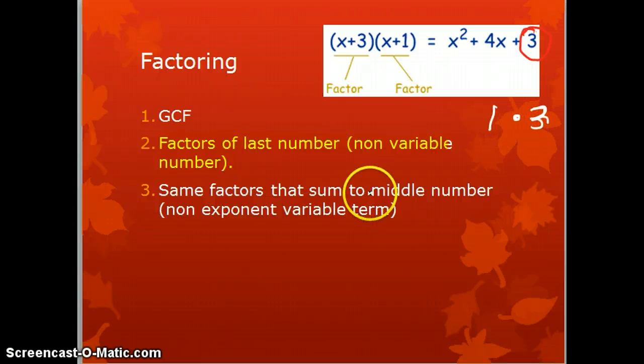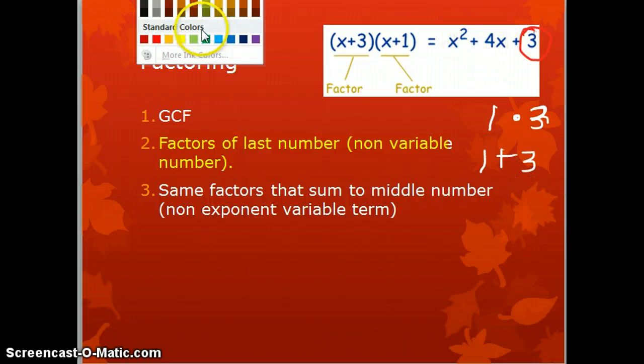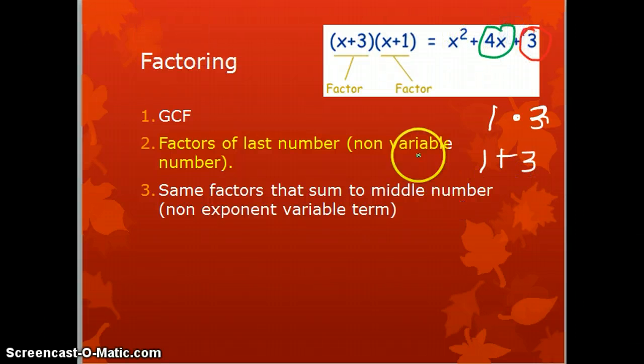Then we need to go back and say, okay, that same set of factors needs to add to the middle number. Well, 1 plus 3 also gives me 4, so that would tell me my factors then would be x plus 1 and x plus 3. Because 1 plus 3 gave me a 4, 1 times 3 gave me 3.